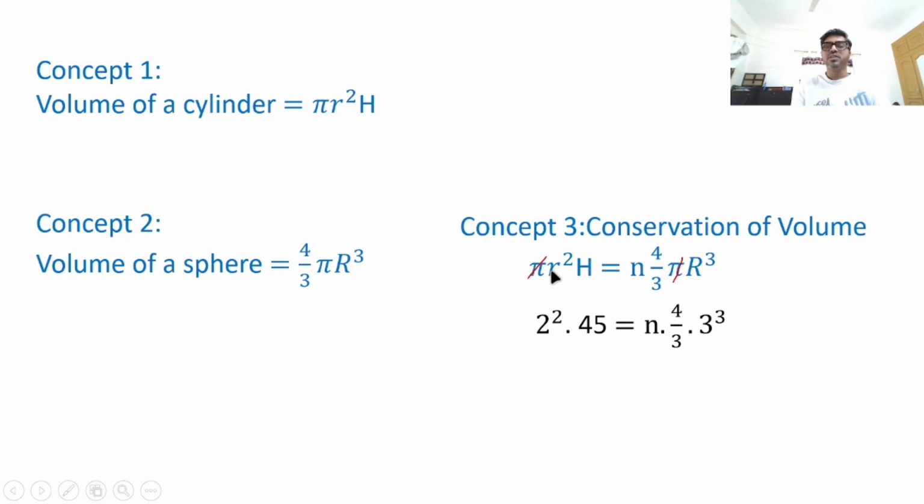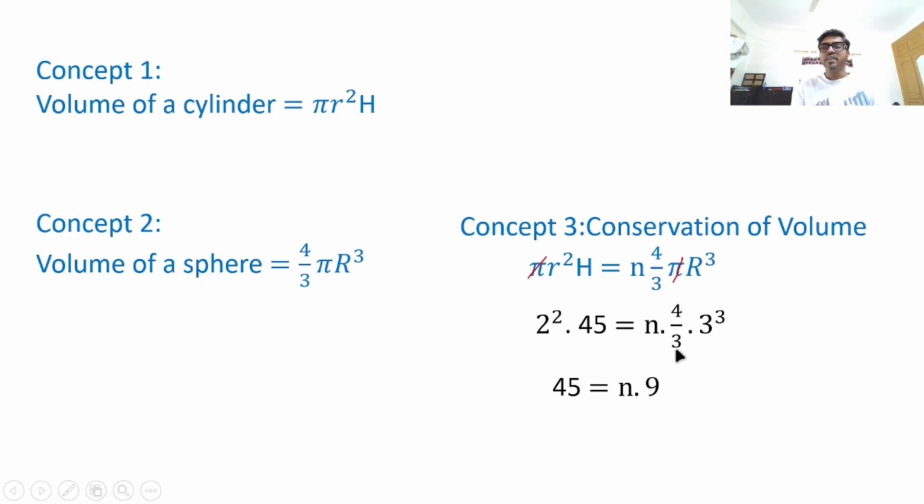The radius of the cylinder is given as 2 centimeters. The height of the cylinder is 45 centimeters. n is supposed to be calculated and the radius of the sphere is given as 3 centimeters. So now you simplify: 2 squared is 4. 4 gets cancelled and 3 cubed by 3 becomes 3 squared. 3 squared is nothing but 9.